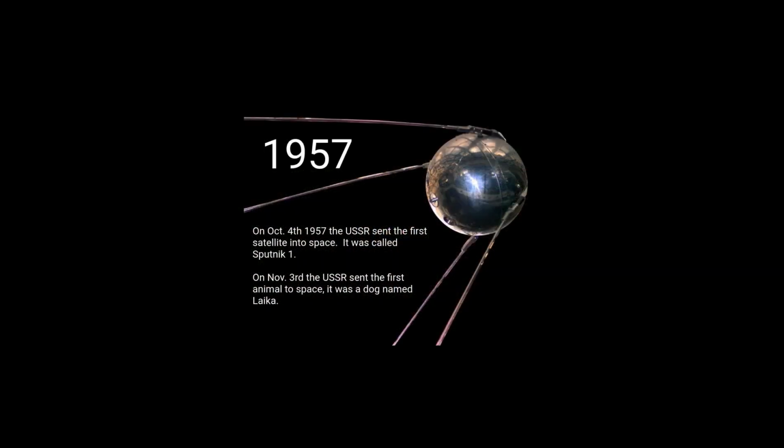1957. On October 4th, 1957, the USSR sent the first satellite into space. This was called Sputnik 1. On November 3rd, the USSR sent the first animal into space. It was a dog named Laika.